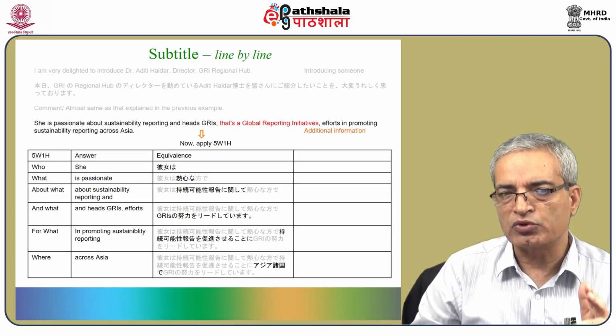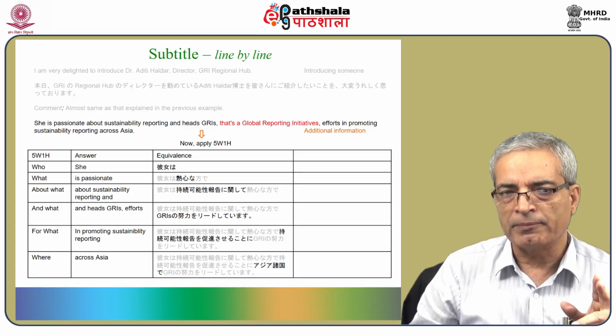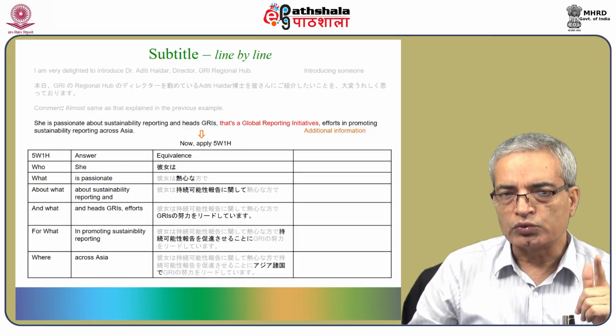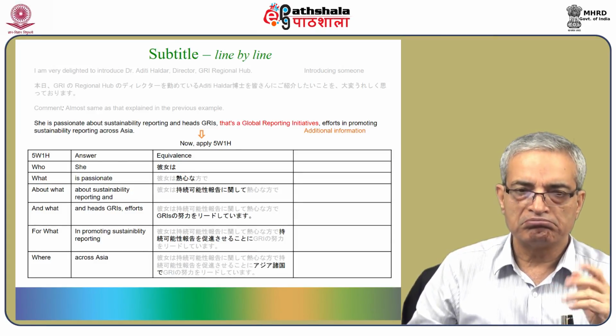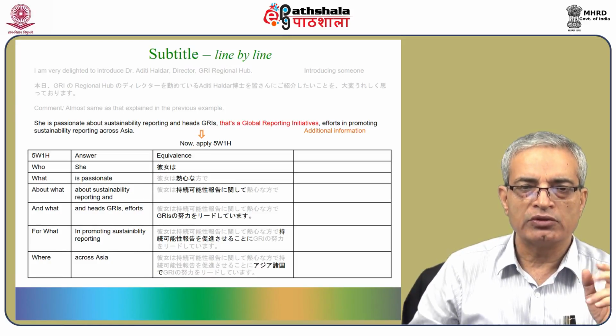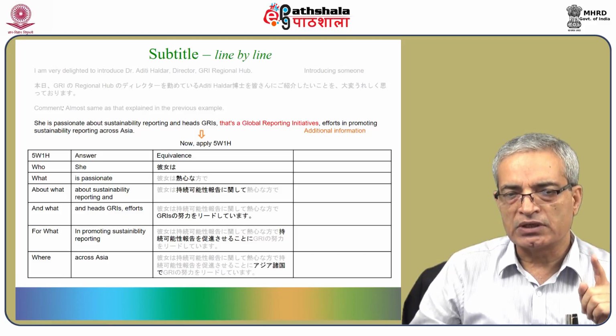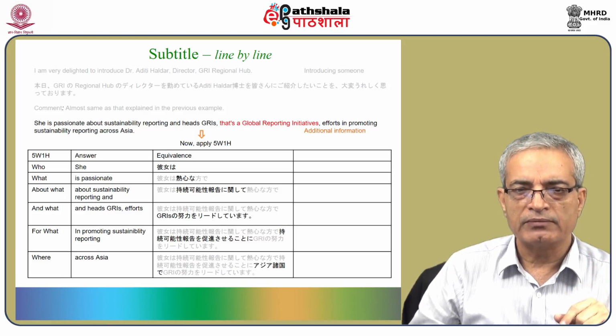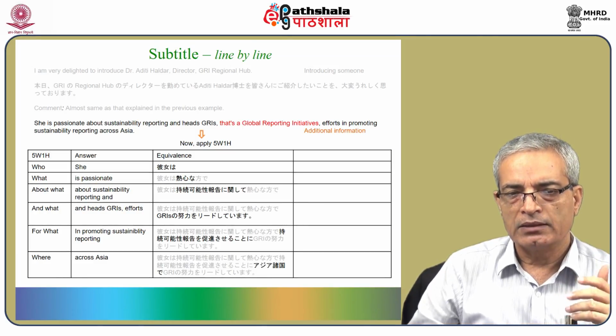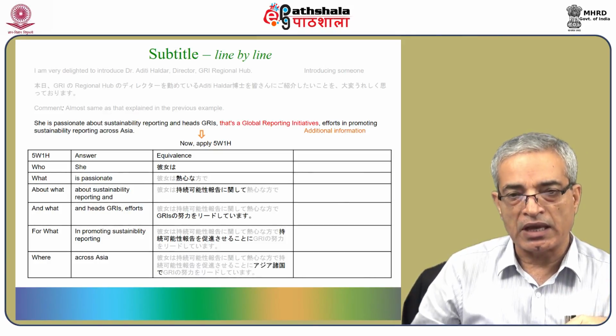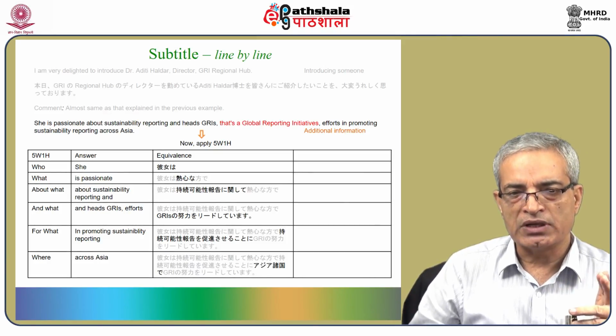So let's try to put questions up to here to gather the frame. Who? She. So she becomes Kanojo wa. What is passionate? So neshin na about what? About sustainability reporting. So jizoku kano na hokoku ni kanjite. And what is the second part? That is and heads GRIs efforts. That means GRI no doryoku o read shitemasu.